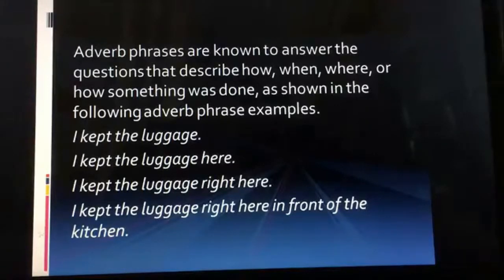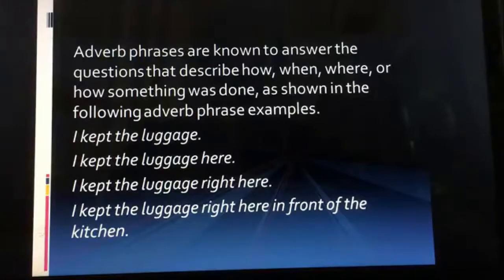I kept the luggage. I kept the luggage here. I kept the luggage right here. I kept the luggage right here in front of the kitchen. So as you can see, it's a similar thing but with some additional words which describe the verb in a different manner. The first one, I kept the luggage, simply shows us the action. In the next example, I kept the luggage here, where did you keep it? Here. So the action was taken where? Here.